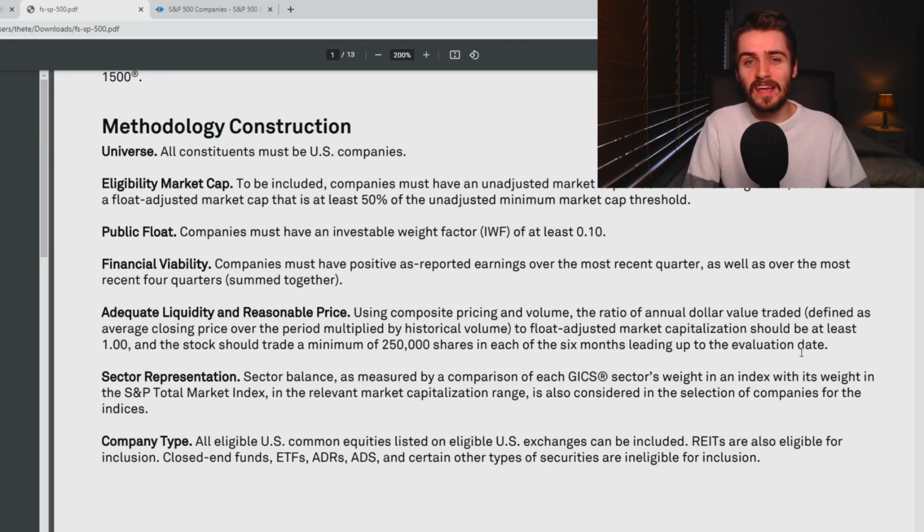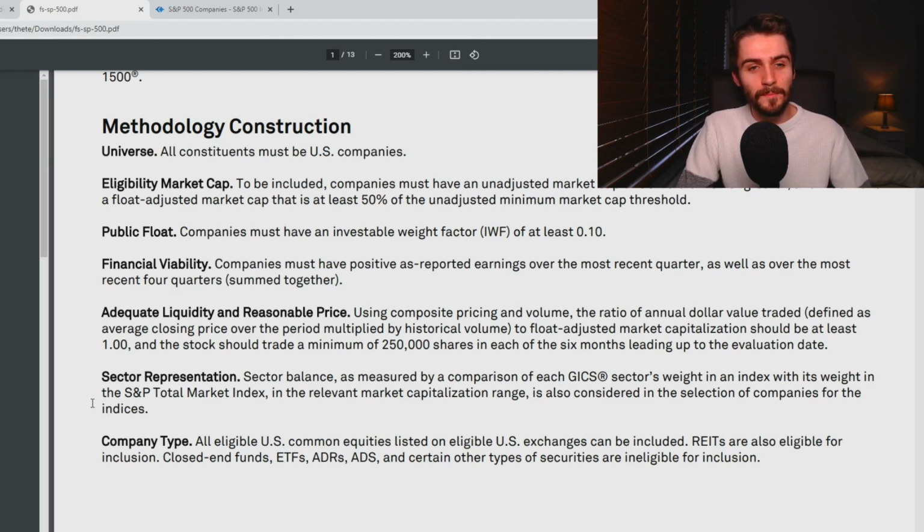If your shares are liquid, what this means is that they can be converted to cash easily, i.e. you could log on to your brokerage account tomorrow and sell the shares at a fair market price, no questions asked. But if the shares are illiquid, it might be difficult to find buyers and sellers, but more importantly, the actual fair market value price of the shares themselves might be skewed due to the lack of market participants. So when the report states that the stock should trade a minimum of 250,000 shares in each of the 6 months leading up to the evaluation date, what this is really doing is providing some level of certainty and comfort over the liquidity of the shares.